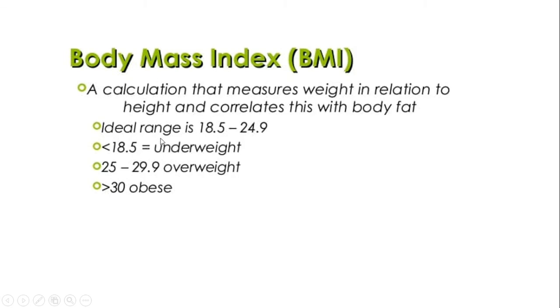Now, the ideal range for BMI is 18.5 to 24.9. If the BMI of someone is less than or equal to 18.5, then the particular person is underweight. And if the value of BMI is in between 25 to 29.9, then that particular person is overweight. And if the value of BMI is greater than 30, then this is known as obese. So the normal range is from 18.5 to 24.9, under or equal to 18.5 is underweight, 25 to 29.9 is overweight, and more than 30 is obese.